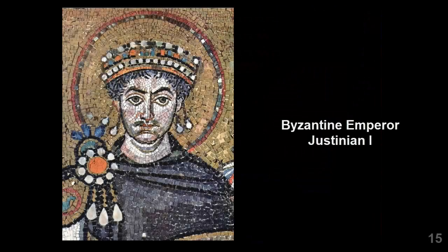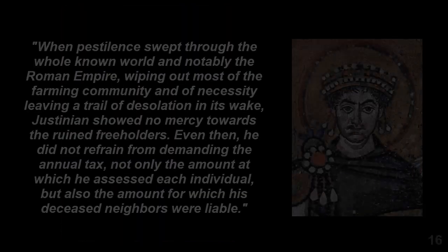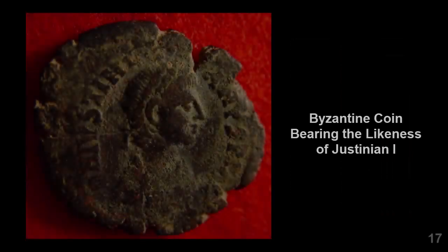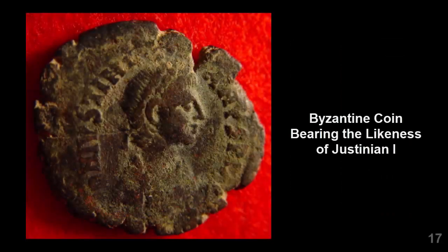In his book, Secret History, he records that the countryside was also devastated and recounts the response of the Emperor Justinian in dealing with the issue. "When pestilence swept through the whole known world, and notably the Roman Empire, wiping out most of the farming community, and of necessity leaving a trail of desolation in its wake, Justinian showed no mercy toward the ruined freeholders. Even then, he did not refrain from demanding the annual tax, not only the amount at which he assessed each individual, but also the amount for which his deceased neighbors were liable." Justinian's mode of continuing the economic stability of the Byzantine Empire was described as excessively harsh and reveals Procopius's poor opinion of the imperial government's ability to address the threat.